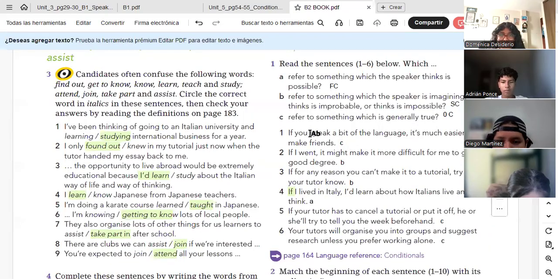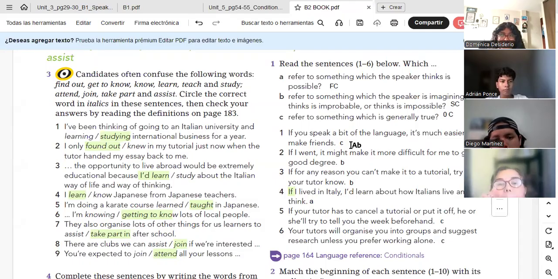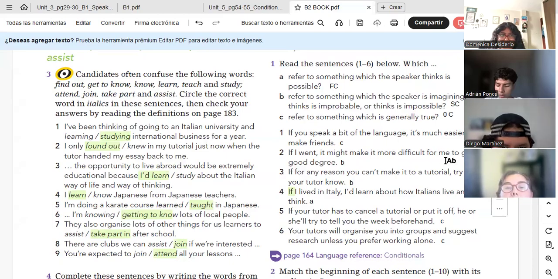The first one says, if you speak a bit of the language, it's much easier to make friends. And we say this is C, zero conditional. Guys, do we agree? This is zero conditional. If you speak a bit of the language, this is present simple, okay. It's much easier to make friends, and this is present simple. Is it zero conditional? Yes, it is. So this is right. Good job.